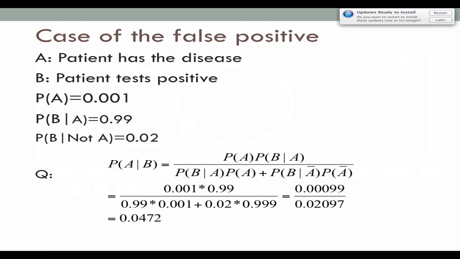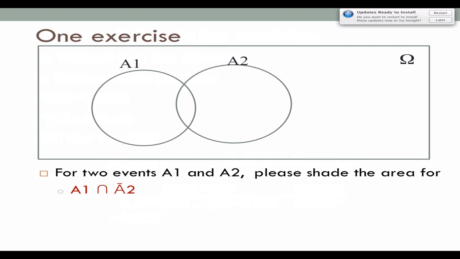This is pretty much what I want to say in today's lectures. And here is just one extra exercise. Still using omega to represent the whole sample space, and for two events, A1 and A2, can you shade the area for A1 intersect A2 bar?